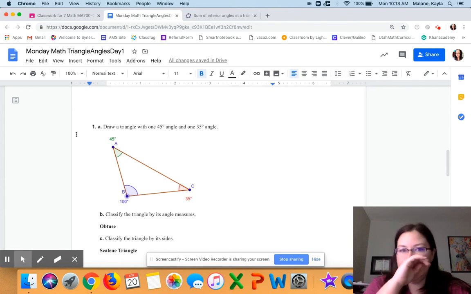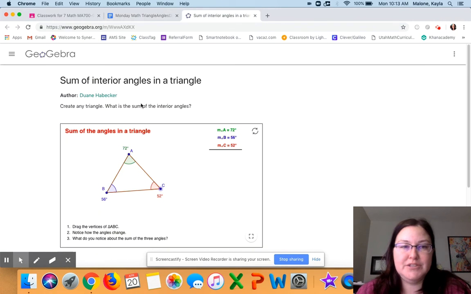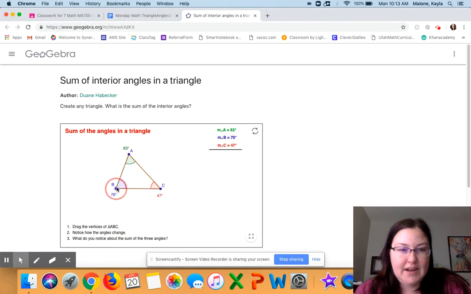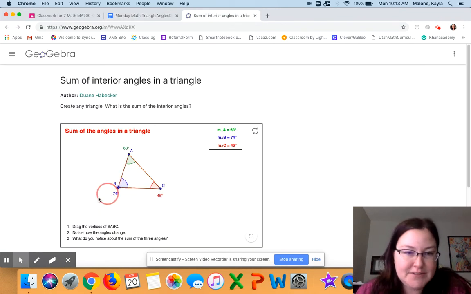It says draw a triangle with one 45-degree angle and one 35-degree angle. So I know that all the angles should be 180 degrees. 45 plus 35 is 80. So I know my last angle needed to be 100. So then I went to Geogebra, and you sometimes have to mess with it.